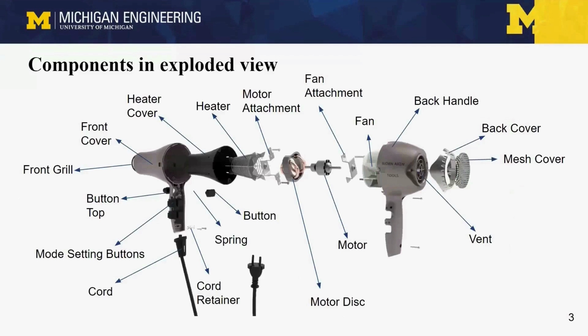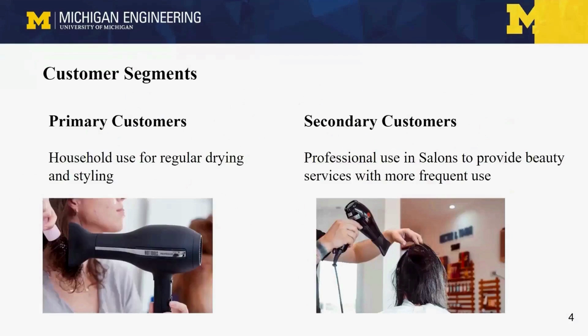The components can be classified into two main parts: the enclosure, made out of plastics, and the electronic system, consisting of motors, attachments, and heater. Our primary customer segment consists of regular household users who dry and style frequently. The secondary segment includes professional salons, which require more temperature and speed settings and use them more regularly.